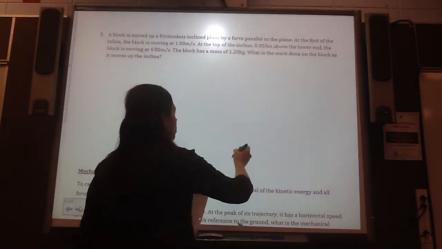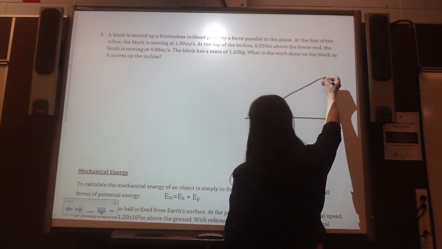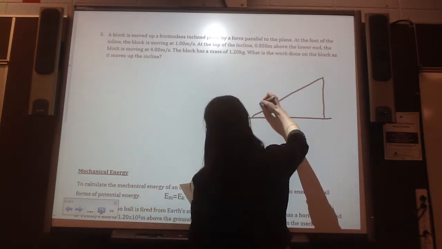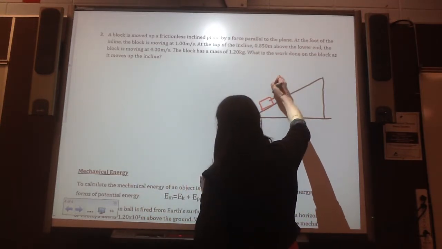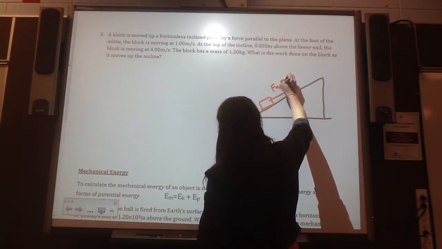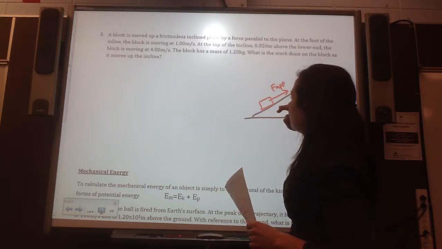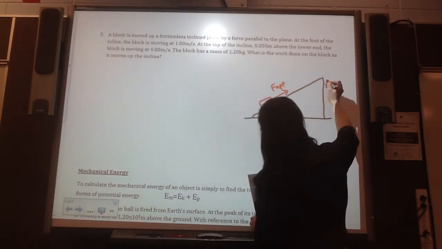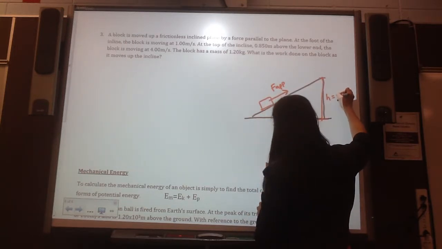So let's draw a picture. So we have an incline, and a box is being pulled up the incline. I'm going to say that's F at. And now, I'm not really finding too much about force or anything here, but I just like to label that so I know what's going on. And my height here is h is equal to 0.85 meters.